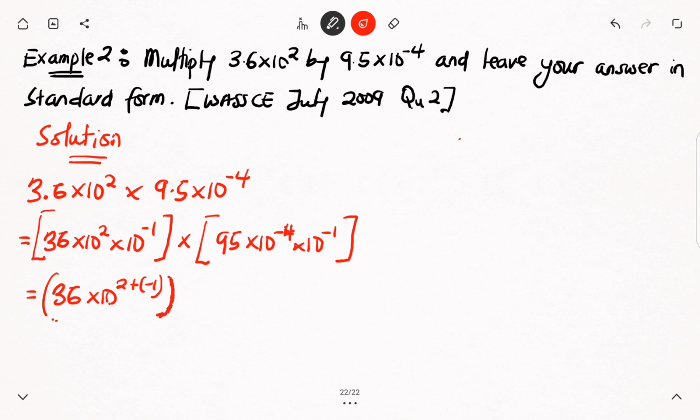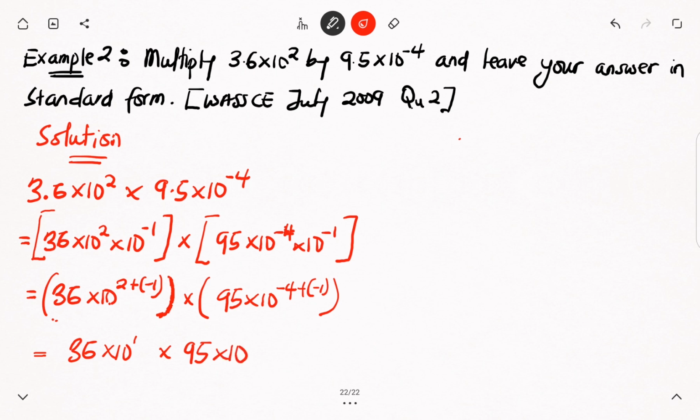Okay, negative 1 multiplied by, into bracket, 95 times 10 raised to the power minus 4 here plus into bracket negative 1. That is, I'm adding the exponents of the same base 10 over here. So from here, I have 36 times 10 raised to the power positive 2 plus negative 1 will give me 1, times 95 times 10 raised to the power negative 4 plus negative 1 will give me negative 5.